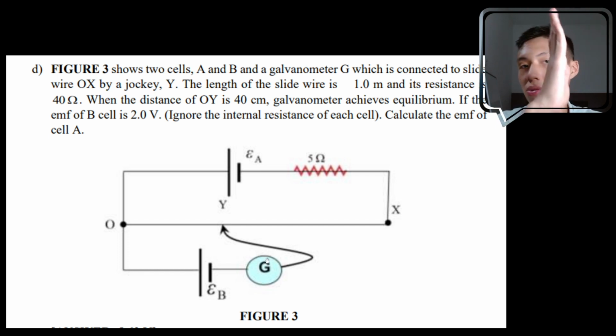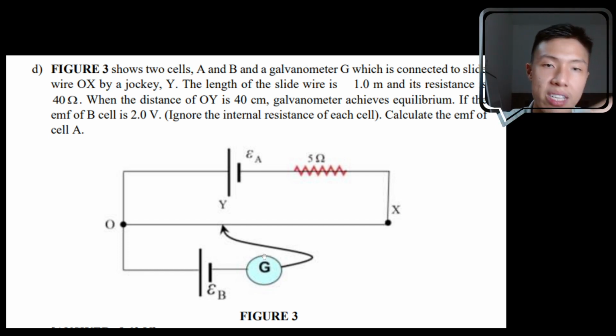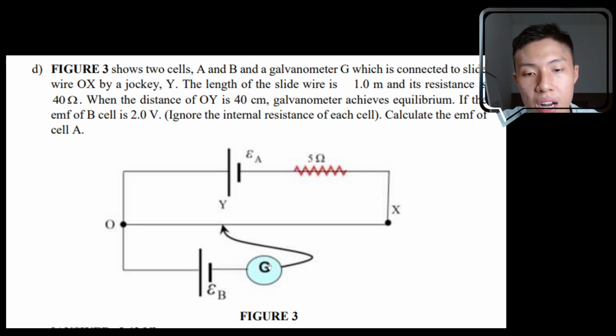It's not deflecting to the left, it's not deflecting to the right. And when we say galvanometer achieves equilibrium, what it means is that there is no current passing through the galvanometer. Now they say if the EMF of B cell, which is this cell over here, is 2 volt, and they ask you to ignore the internal resistance, now calculate the EMF of cell A.